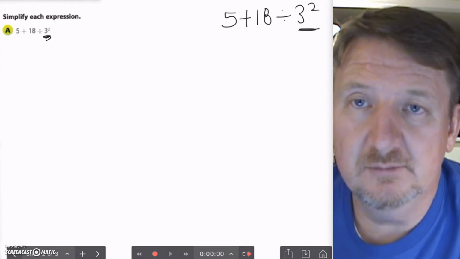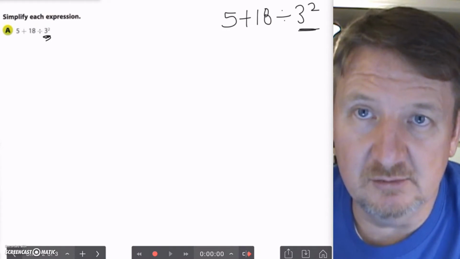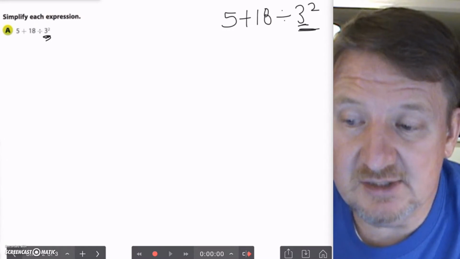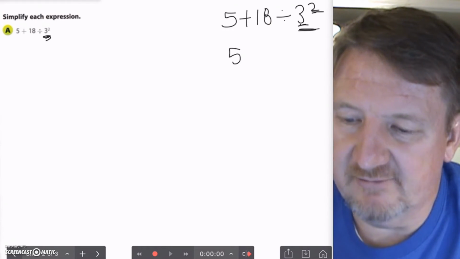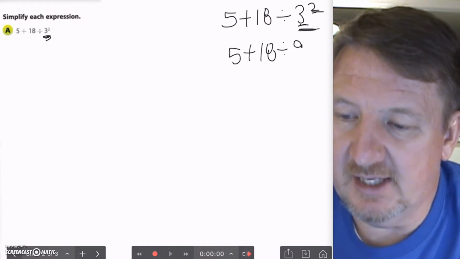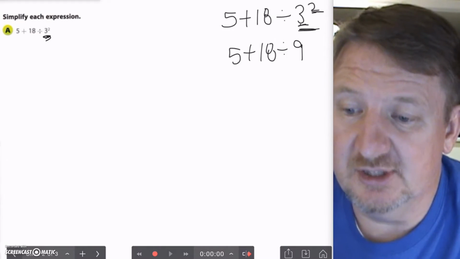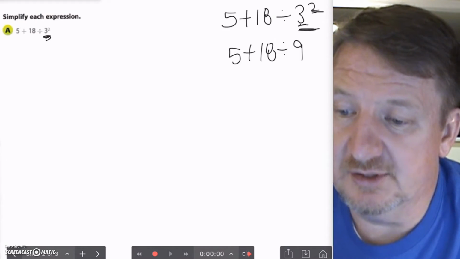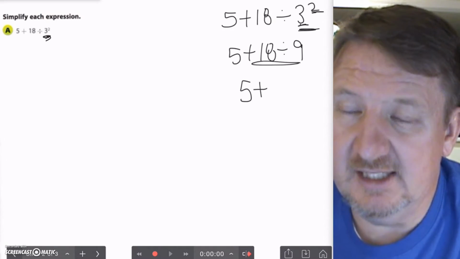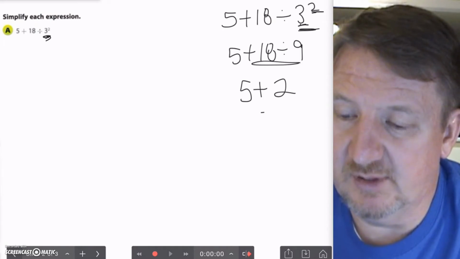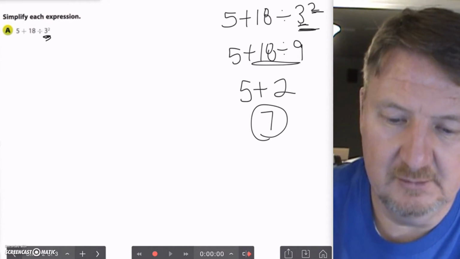So the first thing I want to do, exponents. Remember that 3 to the second power doesn't mean 3 times 2. It means 3 times 3. 3 is the base, 2 is the exponent. So you multiply 3 times 3 and you get 9. So you have 5 plus 18 divided by 9. Now, the exponents are clear. I didn't have any parentheses, so I'm doing multiplication and division. I don't see any multiplication, but there is division right here, 18 divided by 9, which is 2. So then 5 plus 2 is 7, and that's my final answer. Fairly easy. Let's move on to the next question.